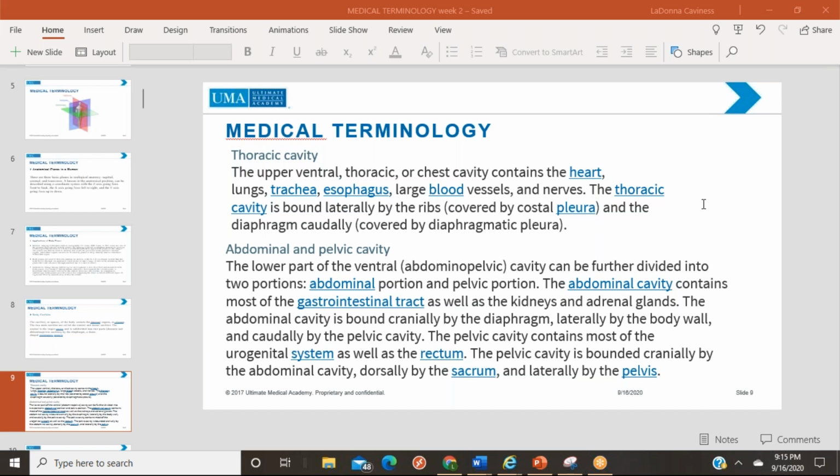Abdominal and pelvic cavities, which is the lower part, can be further divided into two portions, abdominal portion and pelvic portion. The abdominal cavity contains most of the gastrointestinal tract, as well as the kidneys and adrenal glands. The abdominal cavity is bound cranially by the diaphragm, laterally by the body wall, and caudally by the pelvic cavity. The pelvic cavity contains most of the urogenital system as well as the rectum. The pelvic cavity is bounded cranially by the abdominal cavity, dorsally by the sacrum, and laterally by the pelvis.